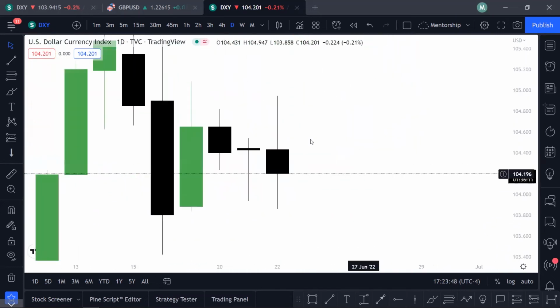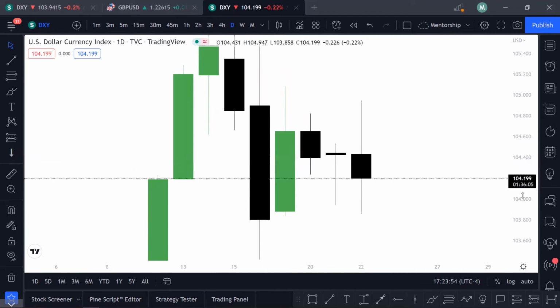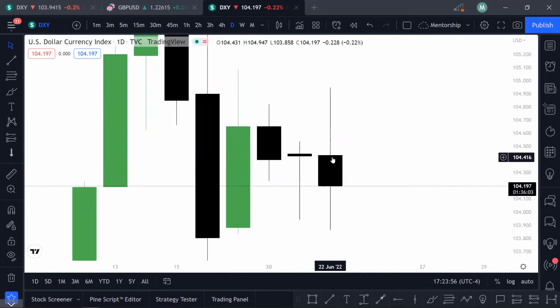Let's talk about today. Let's talk about June 22nd, 2022. Price opened here, rallied above this high and this high. Your entry, look for entries between this high and this one. What do you do? You just do something like this.